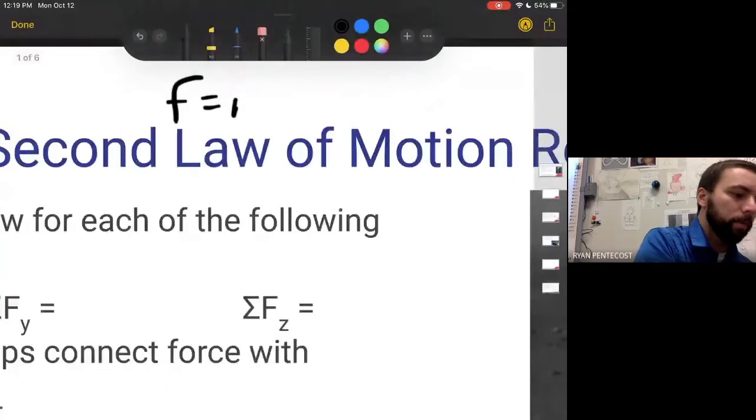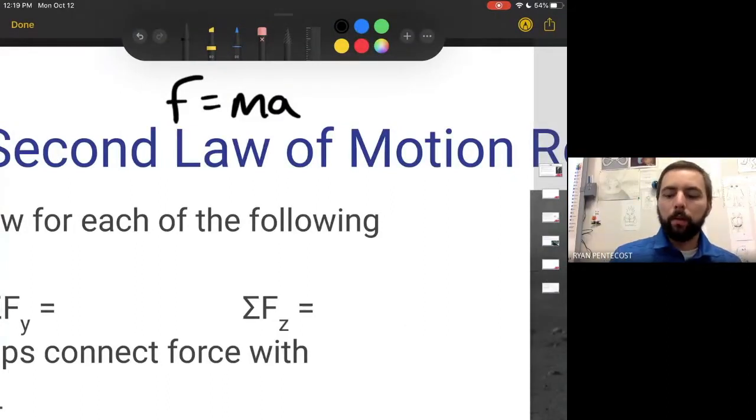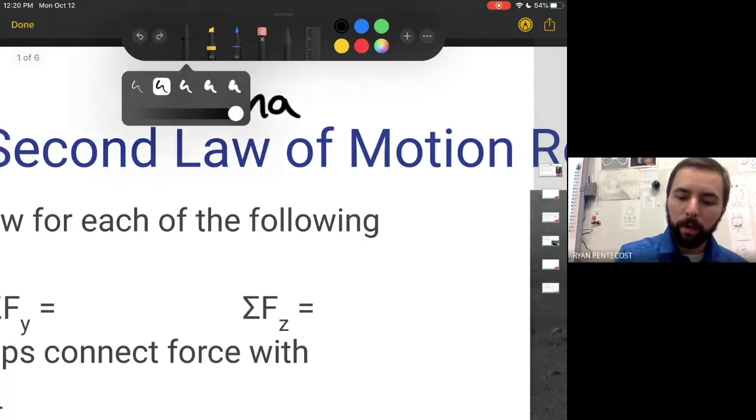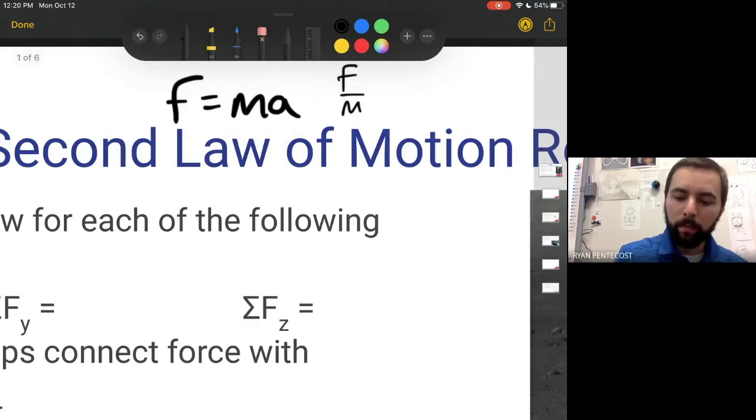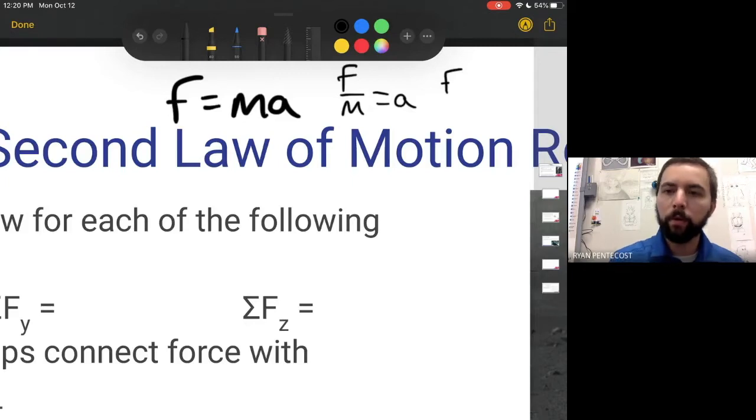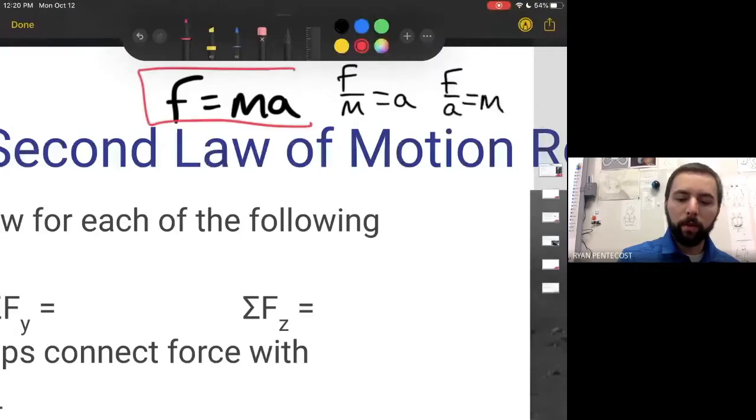F equals ma, right? Now, when Newton first described it, he described it in terms like the acceleration of an object can be determined by the force acting on the object divided by the mass of the object. But we usually use it as an equation, F equals ma. You can also use it as F divided by m equals a, or F divided by a equals m. Those are also acceptable forms of the equation, but usually we just stick with F equals ma.